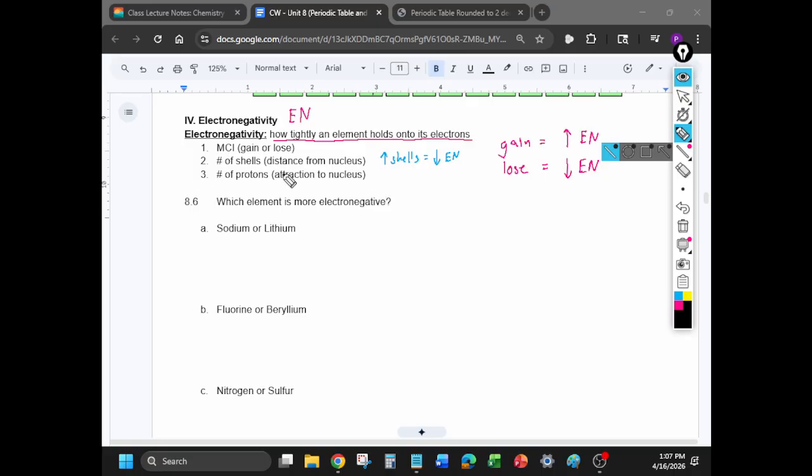And then the last one is protons. For the protons, the more protons there are, the more positive energy there is. So the higher the atomic number, the more protons there are, and it's going to mean it has a higher electronegativity, because it's a stronger magnet in the middle of the element.